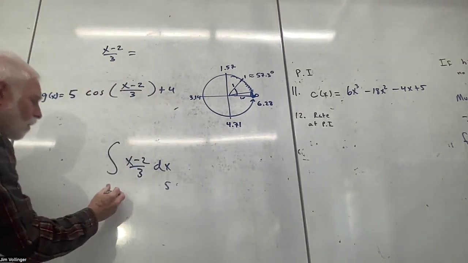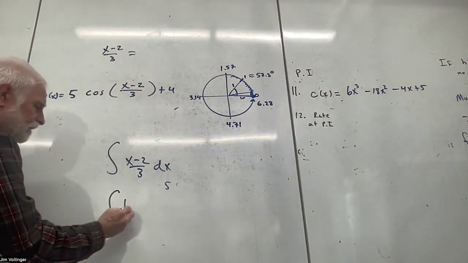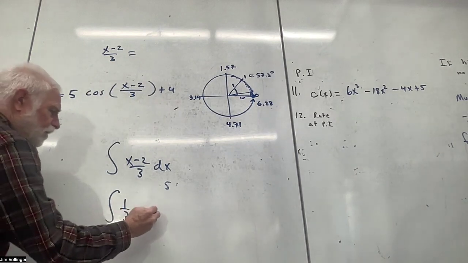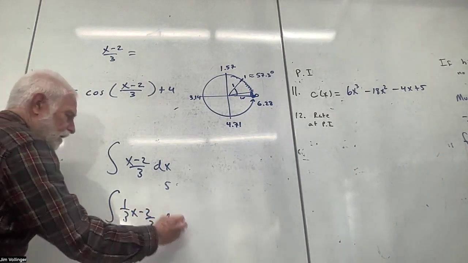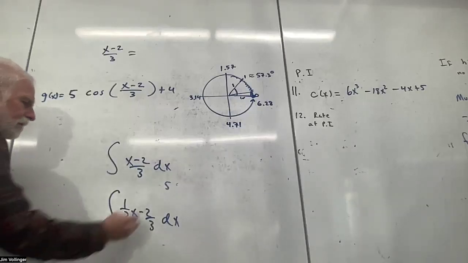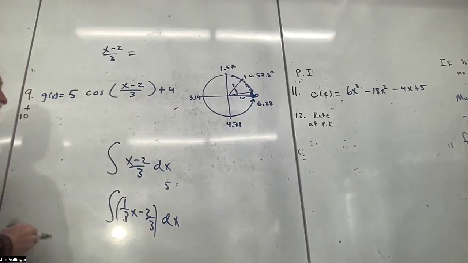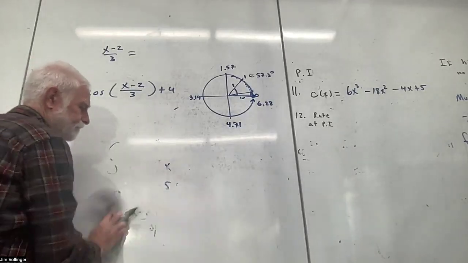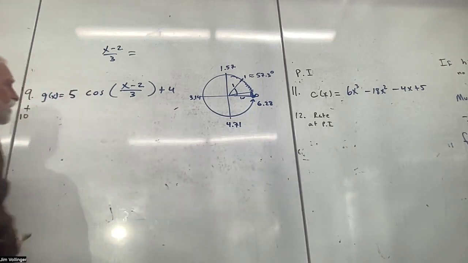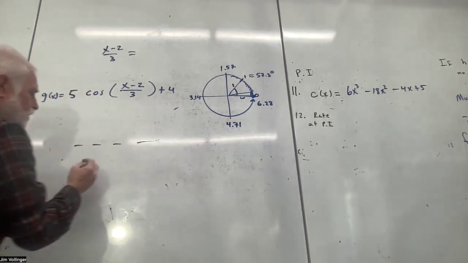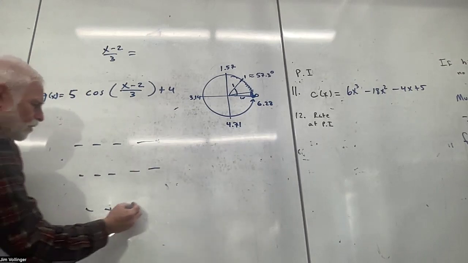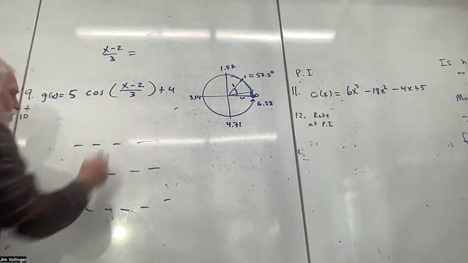Okay, so students, if they realized that this was 1/3 x minus 2/3 and it was a linear function, then they could have done the integration, but got stuck there. Okay, so let's get unstuck. Boom, boom, boom. What makes a 0? 2.